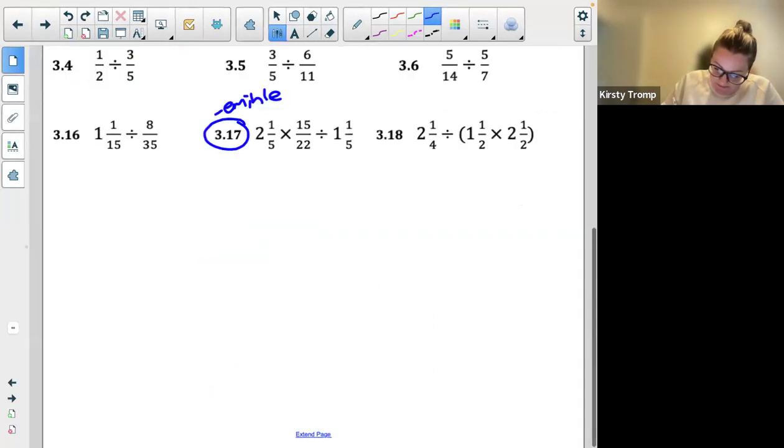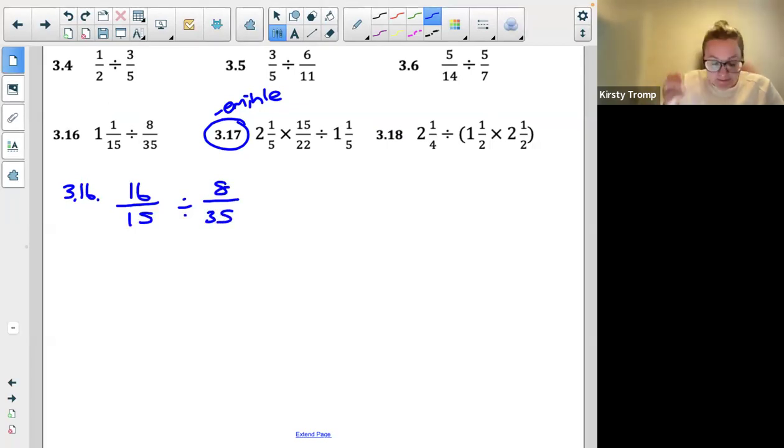I said 1 15 multiplied by 1 plus 1, which gave me 16 over 15 divided by 8 over 35. Good. So you got rid of that pesky mixed number. Keep going. And then I said 16 divided by 2, and it gave me 8, and 8 divided by 8 gave me 1.